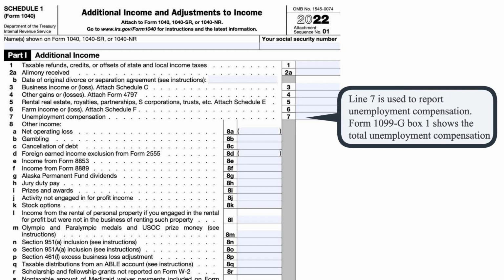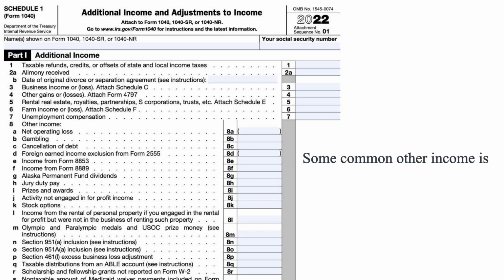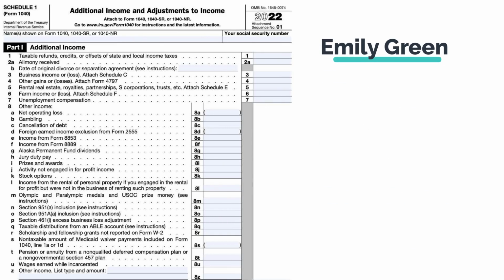Line 7 is used to report unemployment compensation. A taxpayer should receive a Form 1099-G showing in Box 1 the total unemployment compensation paid to them. Line 8 is used to report other income that is not reported elsewhere on the tax return. Some common other income is bankruptcy and cancellation of debt income, gambling, lottery and raffle winnings, or court awards and damages. Using the information we have, we are going to fill out Schedule 1 for Emily.